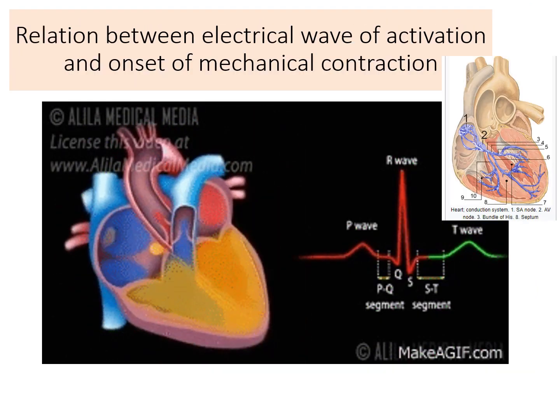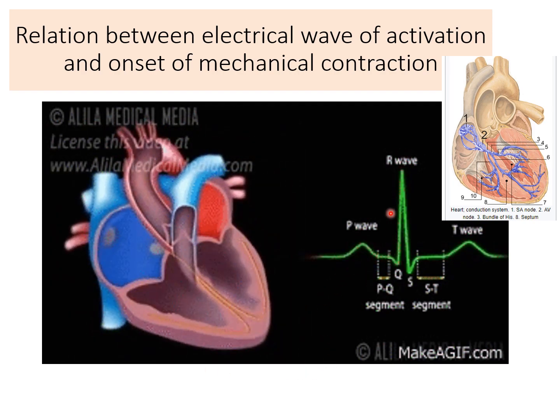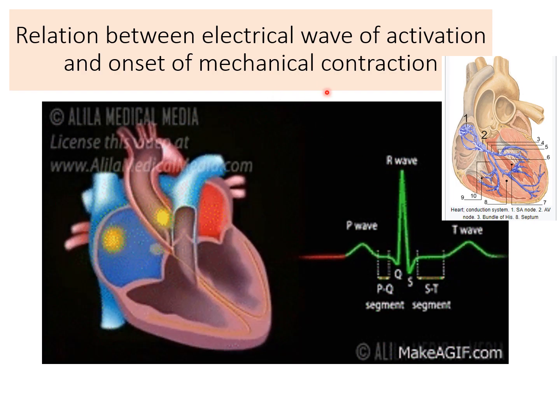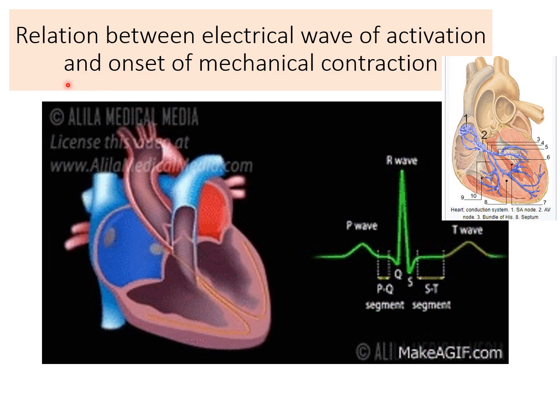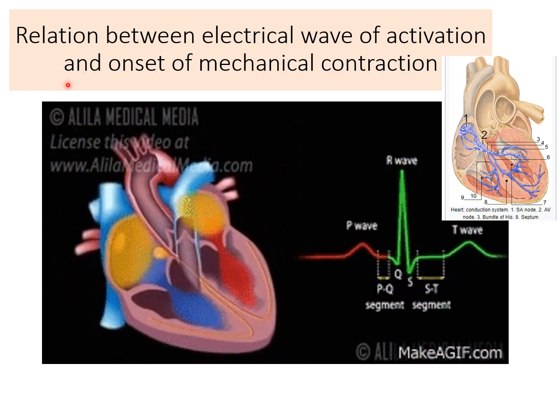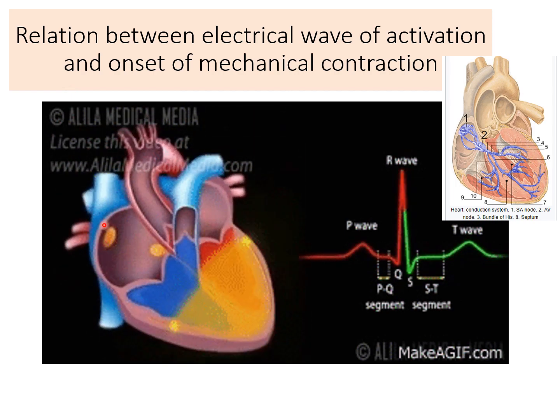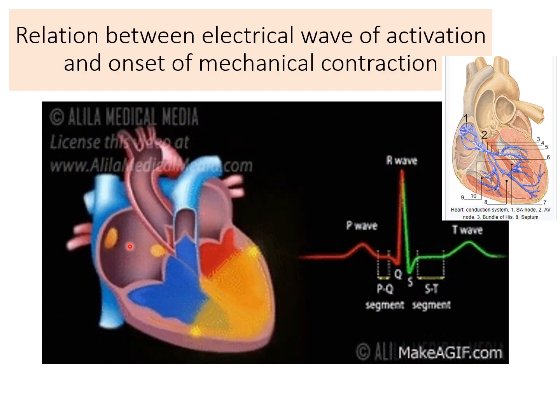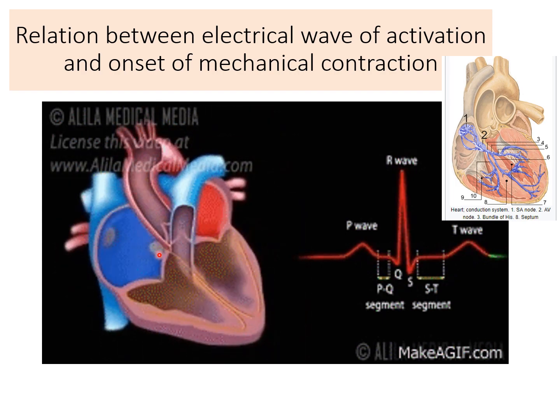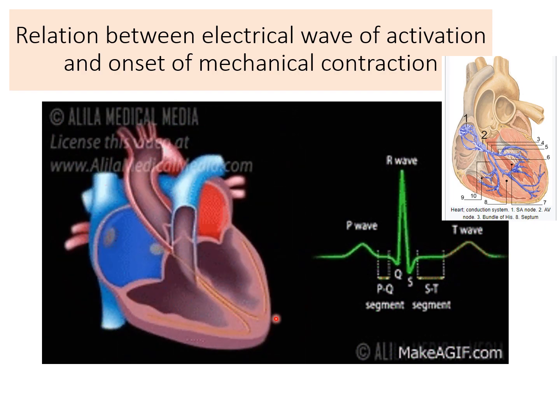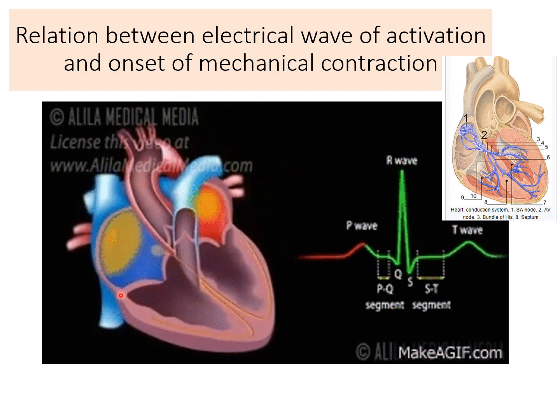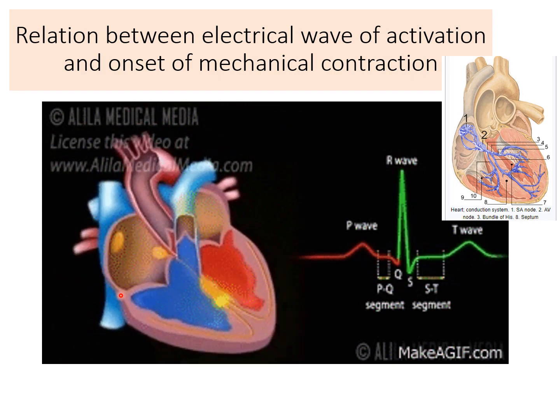Here we're looking at the relationship between the electrical wave, looking at the EKG QRS. So we're going to compare the electrical wave of activation and the onset of mechanical contraction. You can see the relationship, first looking at the electrical wave of propagation, that the electrical wave is moving from the SA node to the atrioventricular node, and from the atrioventricular node into the bundle of His, and at the bundle of His it separates into the left branch and the right branch. So those are the branches where the electrical wave is being conducted.